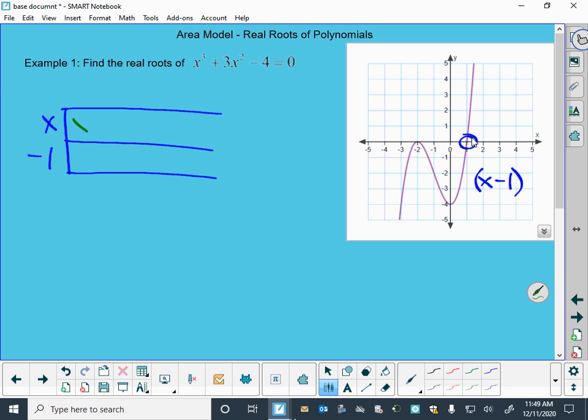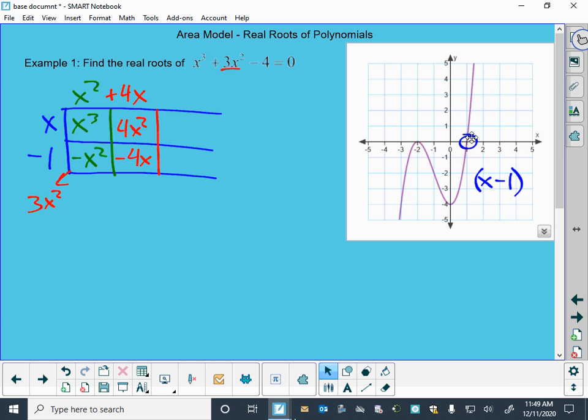Okay, the x cubed as the leading term goes in there. So this must be an x squared to make that happen, and this would be negative x squared. But my x squareds are supposed to add up to 3x squareds, so there must have been 4 of them here, which means there must be 4 x's there and minus 4 x's there.